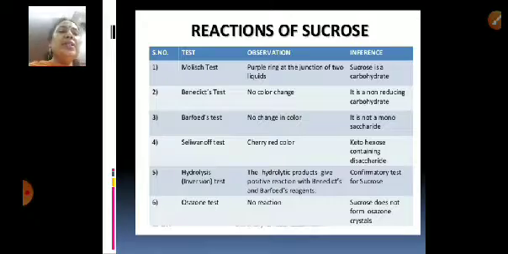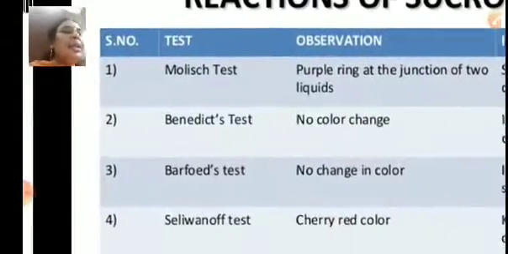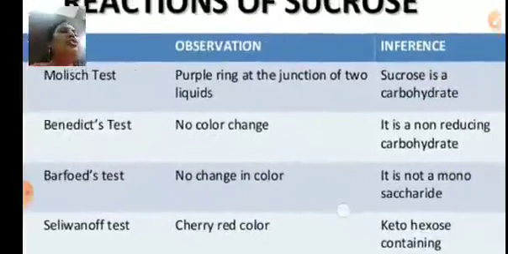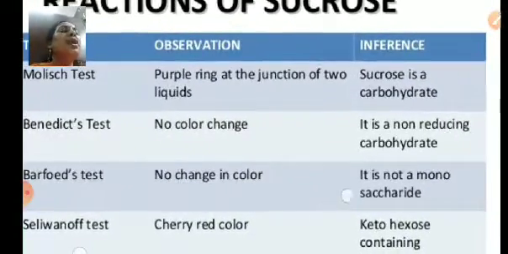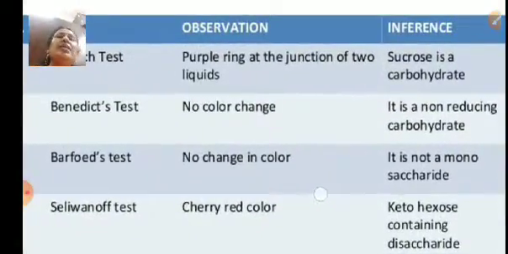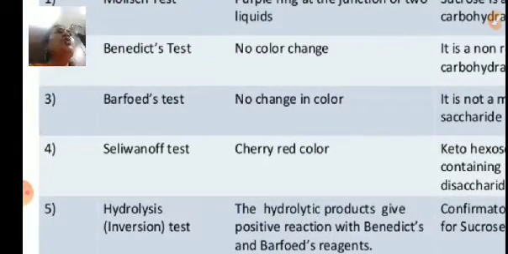As far as sucrose is concerned, Molisch test will be positive because the compound is a carbohydrate. Benedict's test will be negative. Any reducing test you perform will be negative, with no color change. It means that the compound is a non-reducing carbohydrate. Then Barfoed's test will be negative because it's a disaccharide. Now you perform hydrolysis. You hydrolyze the sucrose solution, add acid to it, and boil it. After boiling, neutralize it and then perform Benedict's test. Then Benedict's test will come out positive.